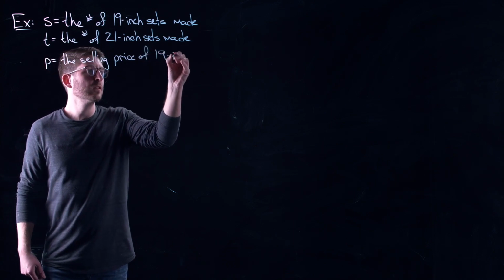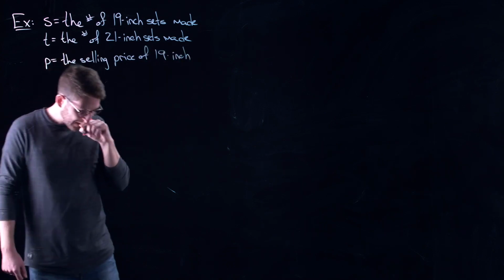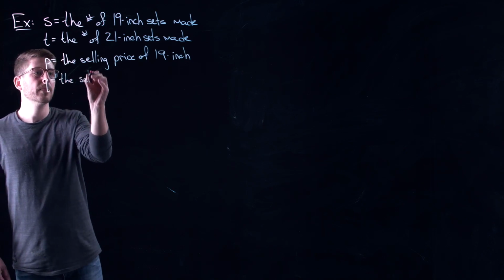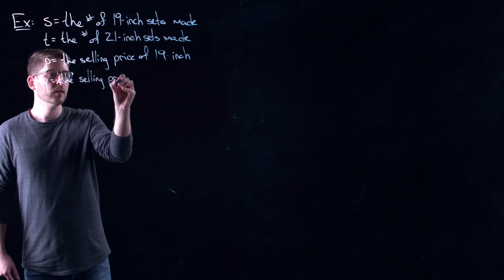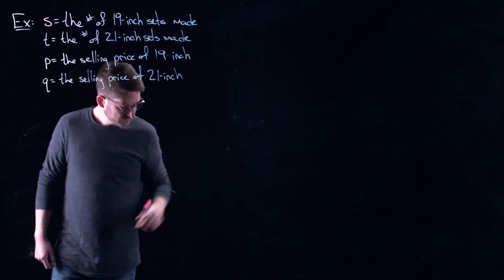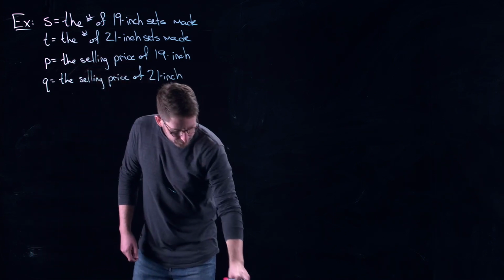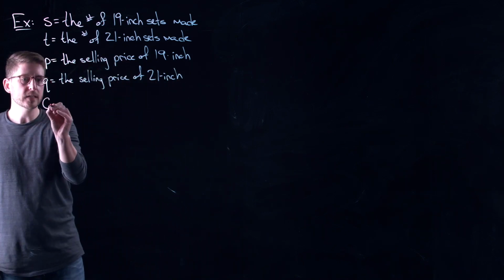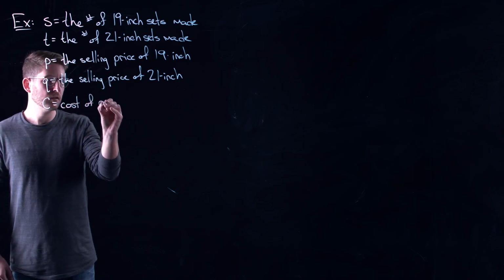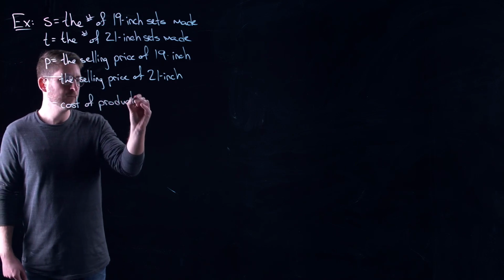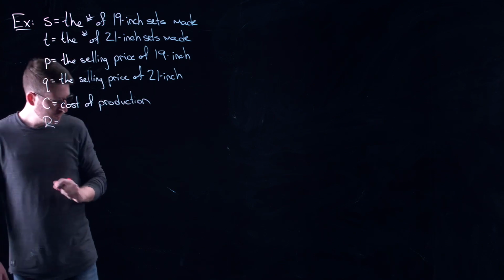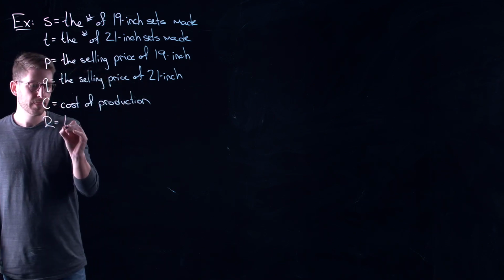Of the 19-inch. And let's let little q equal the selling price of the 21-inch set. Okay, let's keep going. Let's let capital C equal the cost of producing the sets. So the cost of production. Let's let capital R be the revenue from the sets.